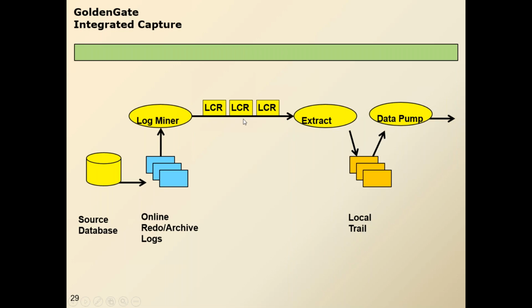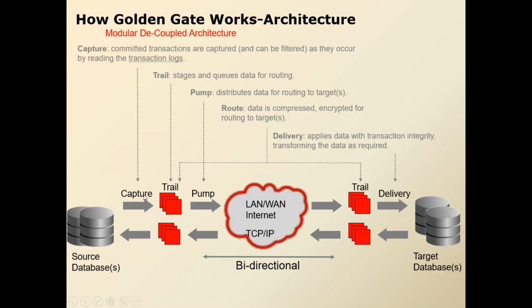LogMiner then passes the changes to the integrated extract in the form of LCRs. In classic extract, the classic extract establishes connectivity with the source database, and then it reads the data from the redo logs or archive logs. It basically reads the transactions from the transaction logs one by one. So here the capture process establishes the connectivity with the source database and reads the transaction logs.